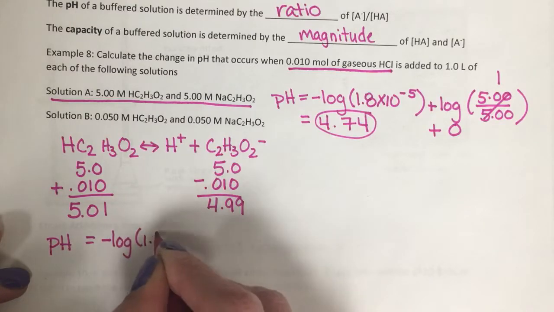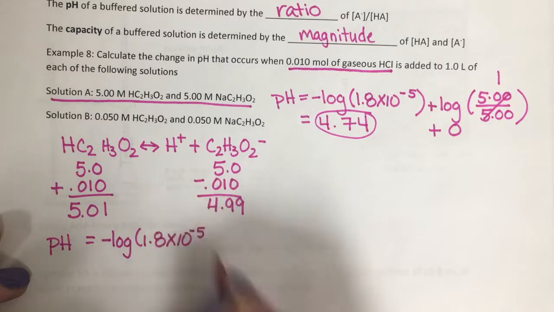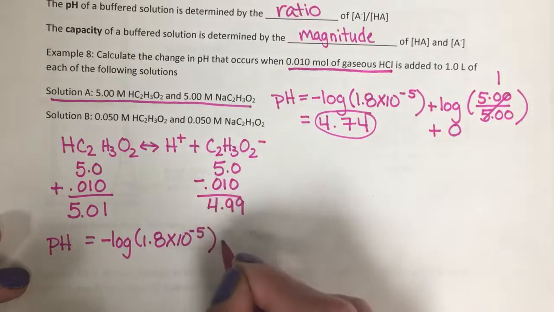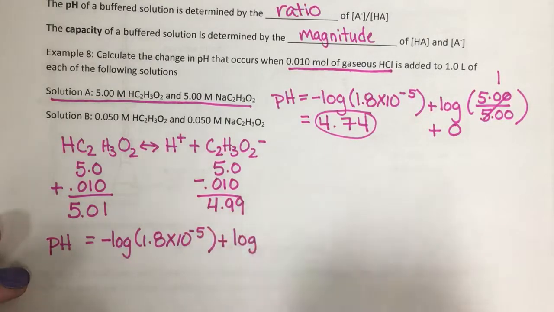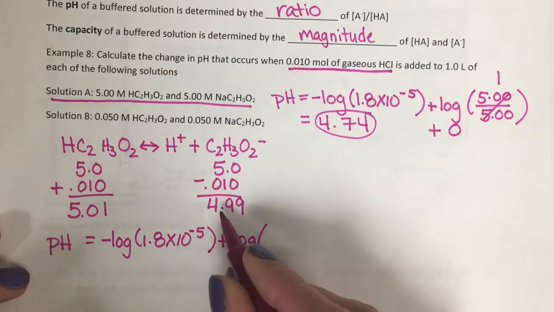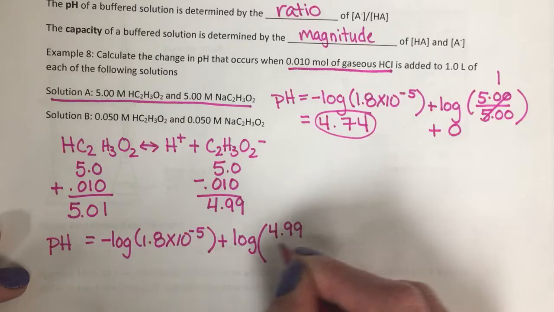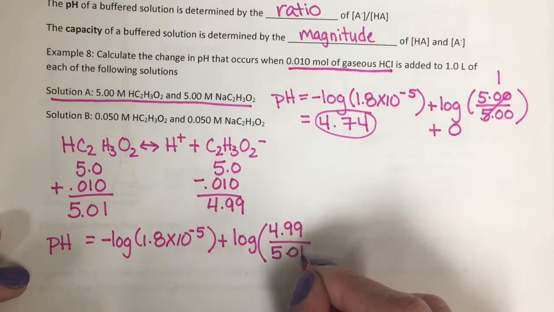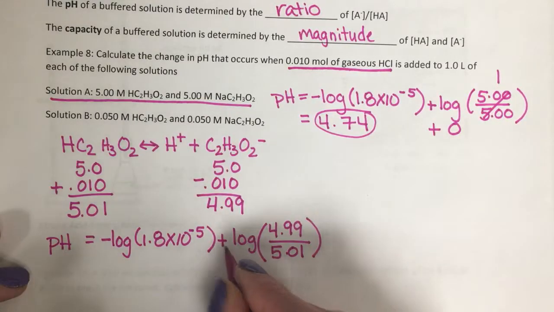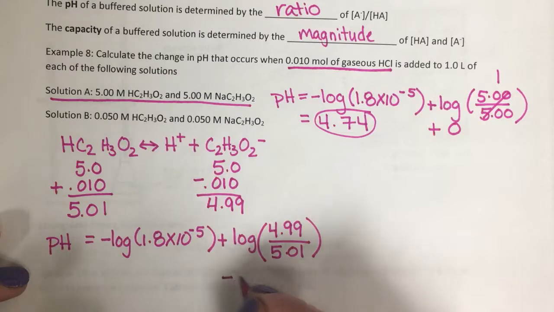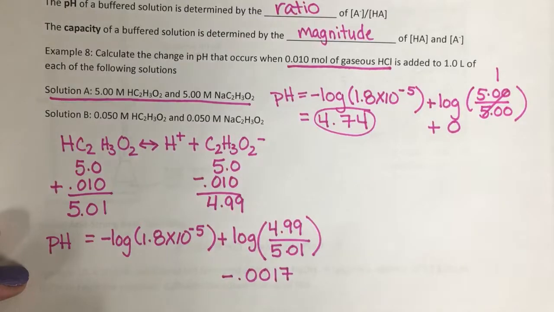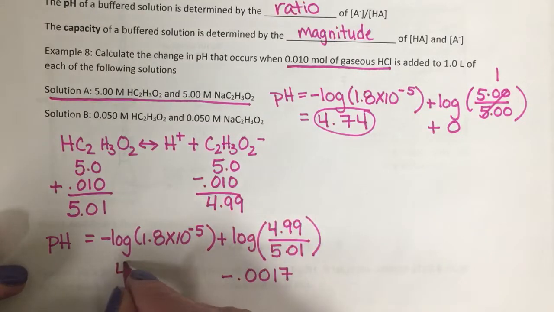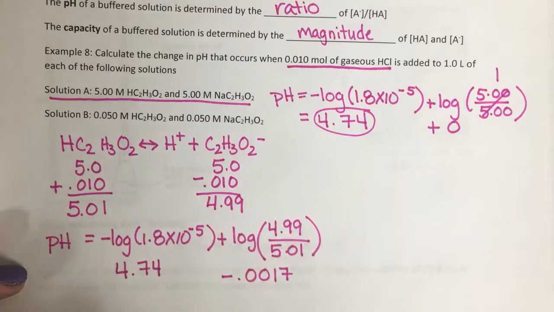Okay? So now, to determine the change in pH, remember, my pH was equal to the negative log of 1.8 times 10 to the negative fifth. That didn't change. Plus the log of my base, 4.99, over my acid, 5.01. So this is going to be negative 0.0017. So the pH is going to change from 4.74. It's going to go down by 0.0017.